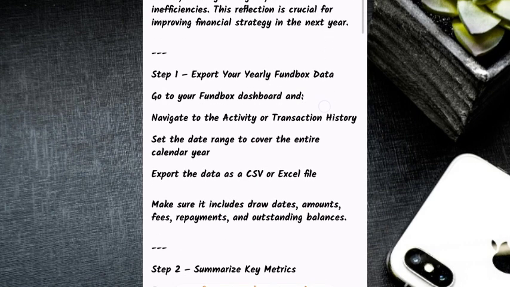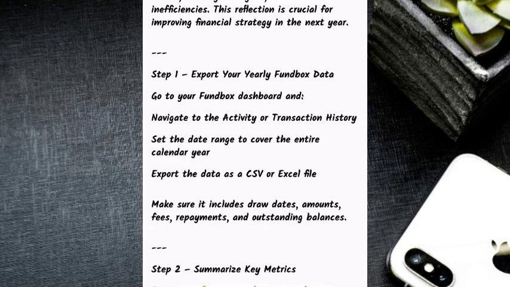Now, the first step is going to be to export your yearly Fundbox data. Go to your Fundbox dashboard and navigate to the activity or transactions history. Set the date range to cover the entire calendar year and export the data as a CSV or Excel file. Make sure it includes draw dates, amounts, fees, repayments, and of course outstanding balances.